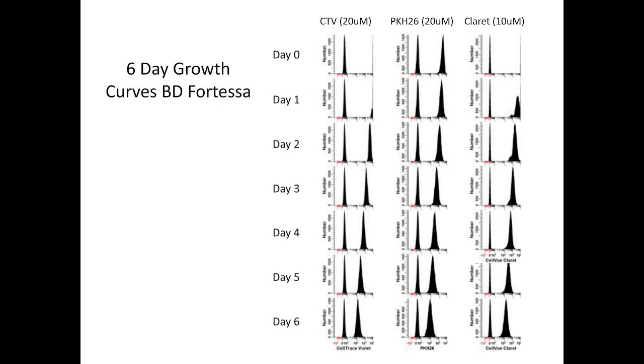This is the data coming off of the Fortessa, going from day 0 to day 6. You can see clearly the decrease in fluorescent intensity for the cell trace violet, the PKH26, and the claret. These are all at the higher concentrations, and one thing I'll point out is that it's off scale at day 0 and actually at day 1 for the cell trace violet as well as for the claret.